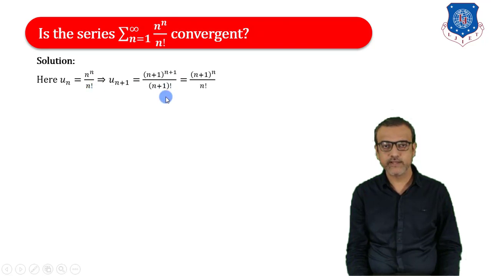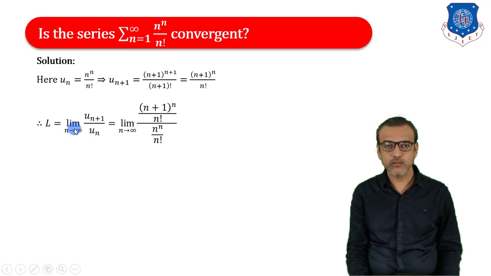Now we will simplify this result. This is n plus 1 the whole raised to n into n plus 1, and this n plus 1 factorial is n plus 1 into n factorial. So n plus 1 will cancel out. So the final result is n plus 1 the whole raised to n upon n factorial. This is un plus 1.